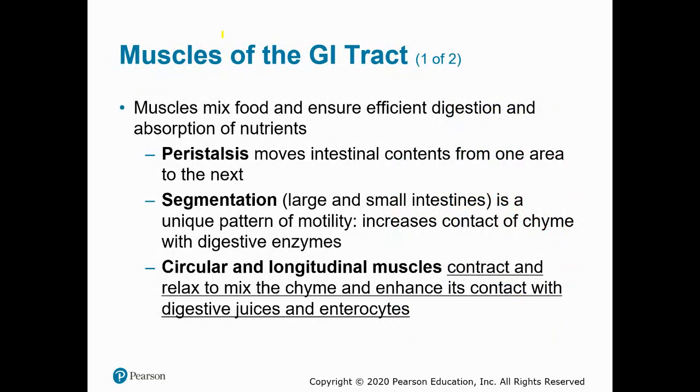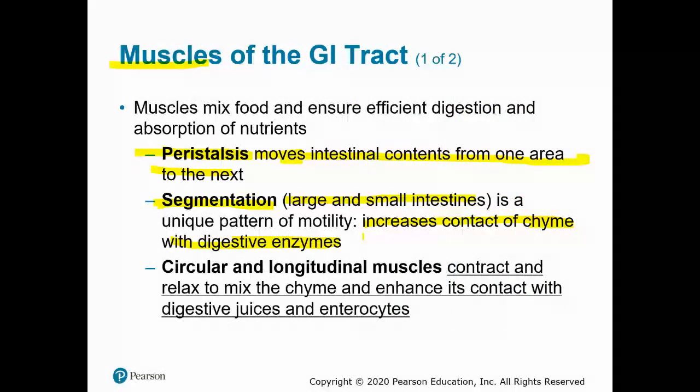So let's revisit the concept of the muscles of the GI tract. Remember, we talked about peristalsis, which moves contents from one area to the next. We said the esophagus and the large intestine do a lot of peristalsis. Segmentation is a different type of muscular action, happening primarily in the large and small intestines. And segmentation here increases the contact of the chyme with the digestive enzymes.